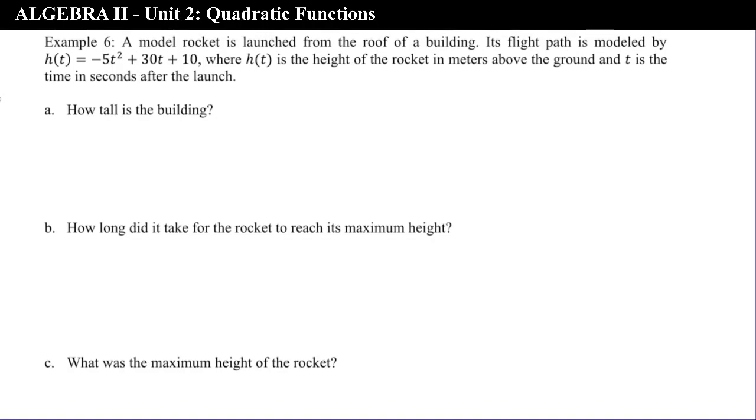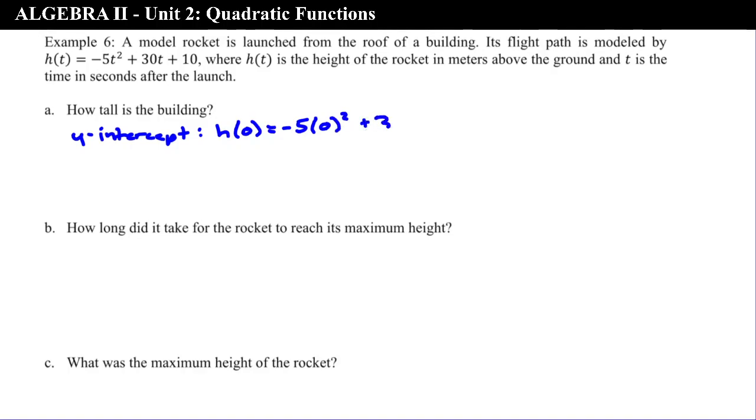Well, if you think about it, the building is where it's being launched from, and that's at time 0. Time 0 is along the y-axis. So if we are at the y-axis at launch and we're on top of the building, then we can use our y-intercept to find that. So using the y-intercept, we can find how tall the building is that the rocket is being launched from. And to do that, we're just going to plug in 0 for our time, because at time 0 we haven't launched it yet. We're still on top of the building.